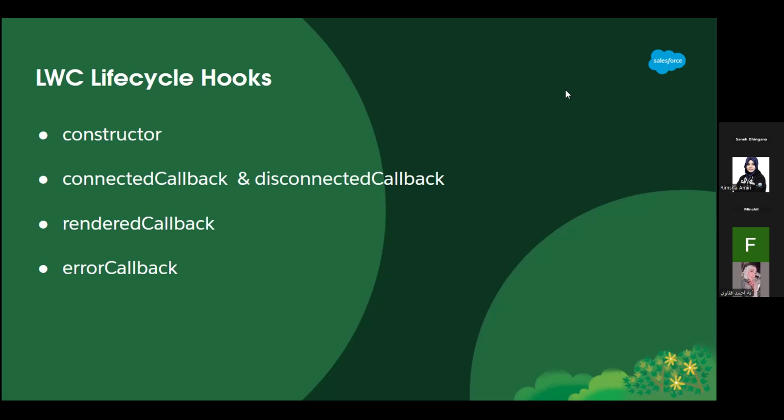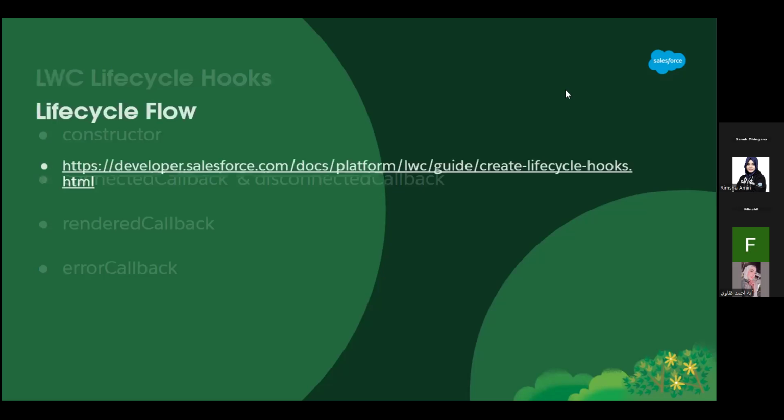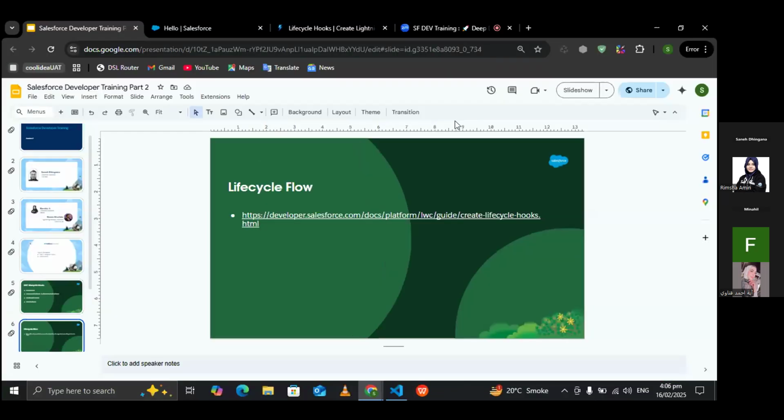Then we have errorCallback. This method is for error handling. It easily handles all the errors from the parent and its child, so that you can easily manage errors and display them or log them in your respective systems. Let's check out the lifecycle flow, how these run in an actual LWC page.